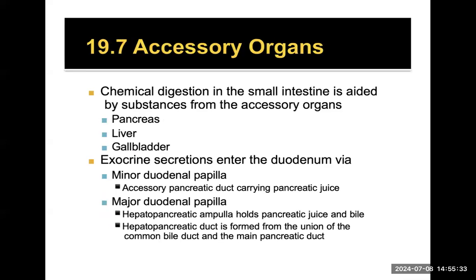Okay, accessory organs in chemical digestion in the small intestine is going to be aided by substances from the accessory glands like the pancreas, the liver, and the gallbladder. And exocrine secretions, when they enter the duodenum, go through what we call the minor duodenal papilla, which is an accessory pancreatic duct that carries pancreatic juice, whether it's bicarbonate or hormones. Or the major duodenal papilla, which has a hepatopancreatic ampulla that holds the pancreatic juice and bile. And then also the hepatopancreatic duct, which is going to be formed from the junction of the common bile duct and the main pancreatic duct.